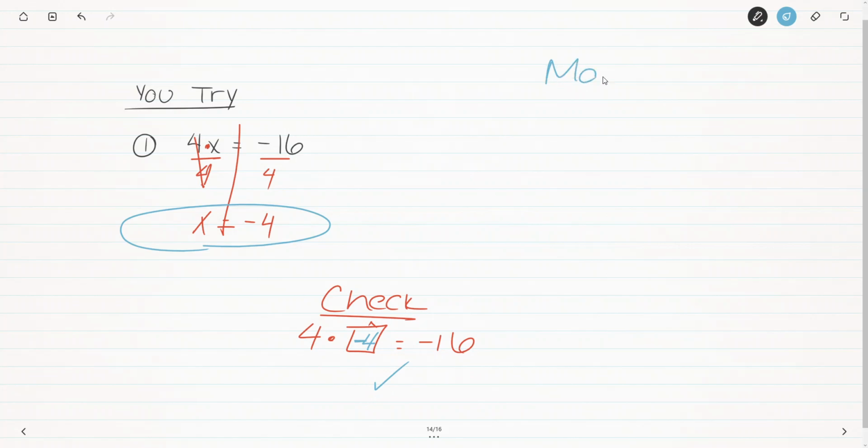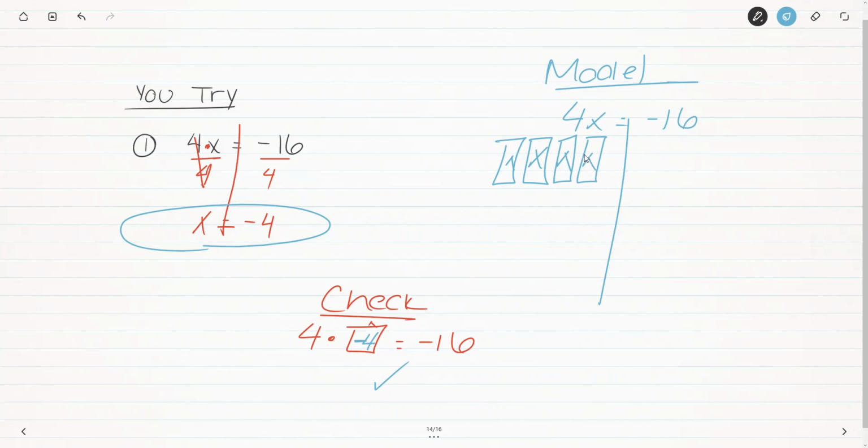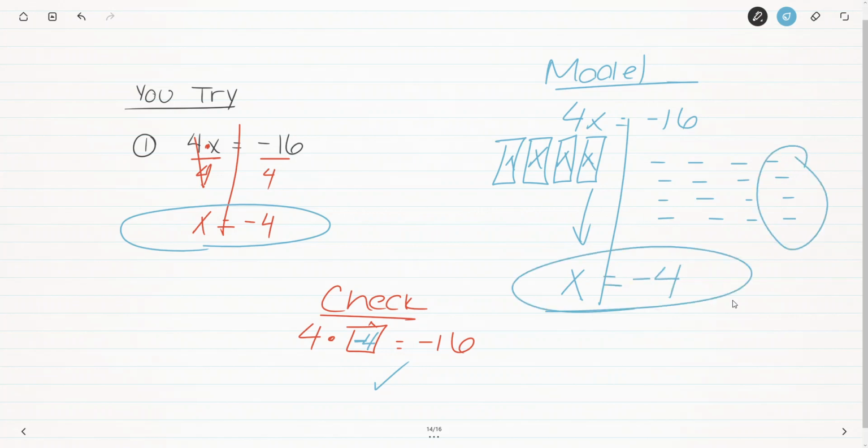If you did modeling, you had 4x is equal to negative 16, so you should have drawn it with 4 x's, 1, 2, 3, 4, and then you should try to make these 16 into these 4 groups. So 1, 2, 3, 4, 5, 6, 7, 8, 9, 10, 11, 12, 13, 14, 15, 16. So 1x was equal to negative 4. So same thing that you would have gotten if you did the math.